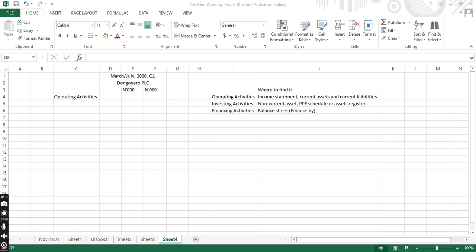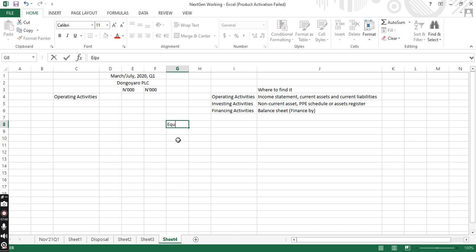Balance sheet can be divided into four parts. So what are these four parts, please? The non-current assets, the current assets, equity, and non-current liability. Thank you very much, I really appreciate that.